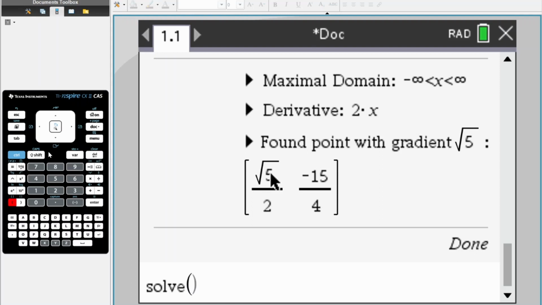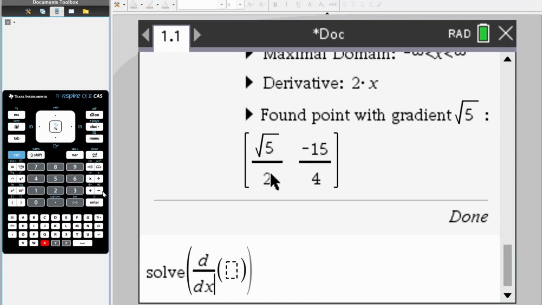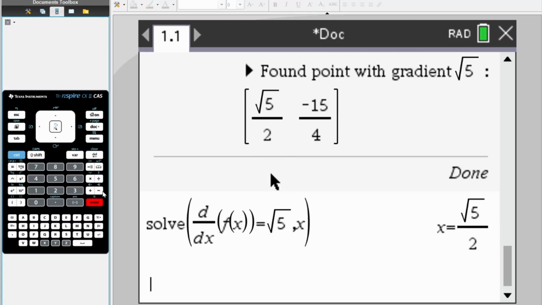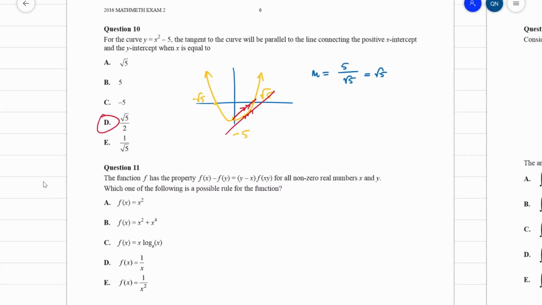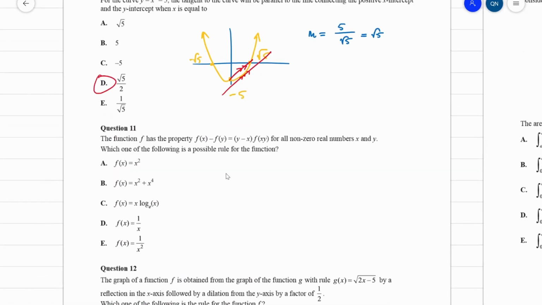We have solve, and then you do the derivative with respect to x of f of x, and you set that equal to square root of 5 with respect to x. That gives you the same answer. Alright, question 11. We have a functional equation here.